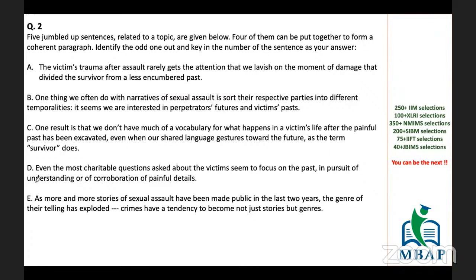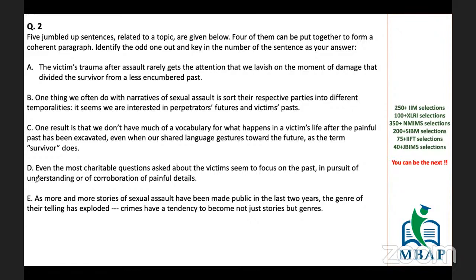Okay, let's see this one. Again, odd one out. The victim's trauma after assault rarely gets the attention that we lavish on the moment of damage that divides the survivor from a less encumbered past. So first is basically talking about how whenever a victim goes through a certain assault, the trauma rarely gets any attention. What we are relying on becomes an interesting story for us. There is a crime happening, this happened, that happened. But what actually happened with that victim, what trauma that person is going through, we are paying no attention to. So this is what A is talking about.